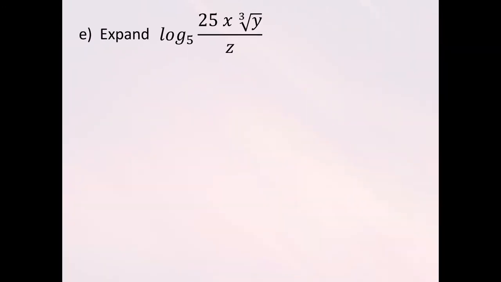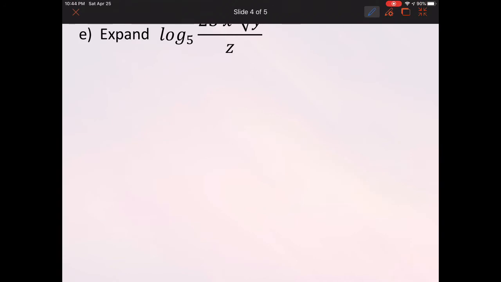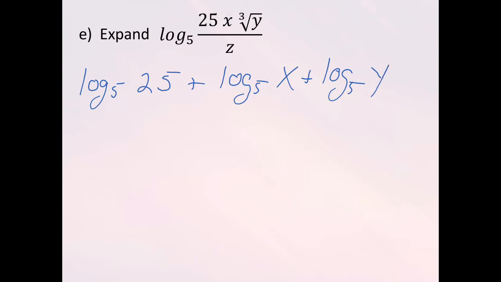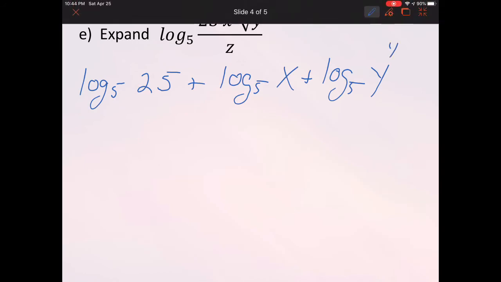All right, so when we write this, we have log base 5 of 25, plus log base 5 of x, plus log base 5 of y to the, if we look, it's a cubed root. So we just talked about that on the first page. That's to the 1/3, and then minus log base 5 of z.